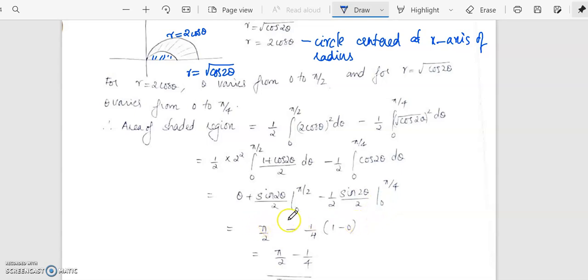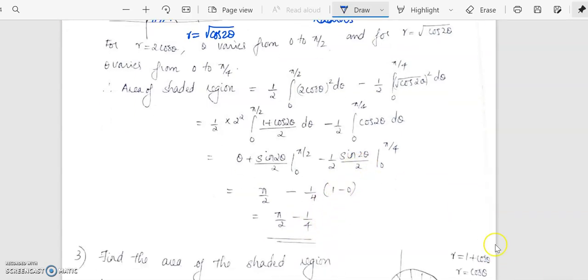So upon applying the limits, we will get pi by 2 for the first term, and in the second term minus 1 by 4 into 1. So the area of the shaded region is going to be equal to pi by 2 minus 1 by 4. So this is the required area.